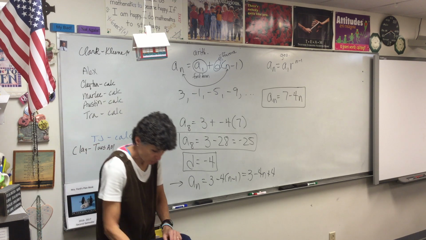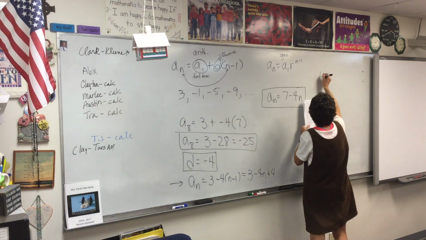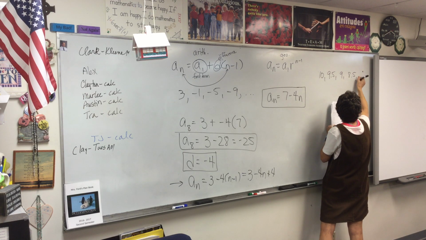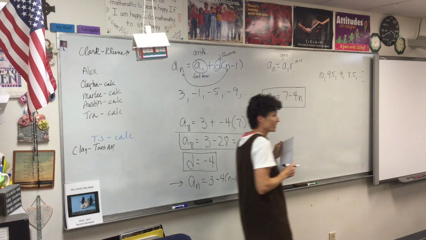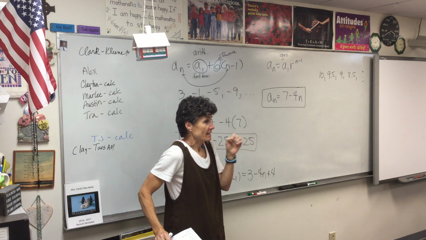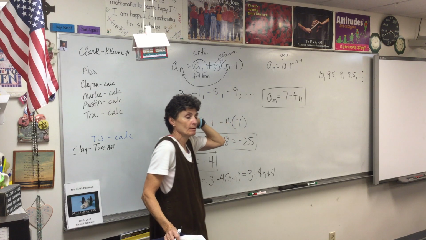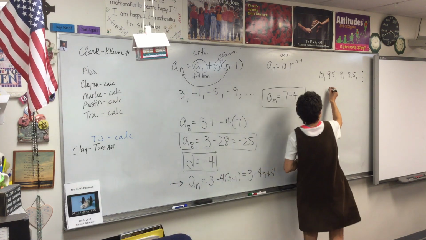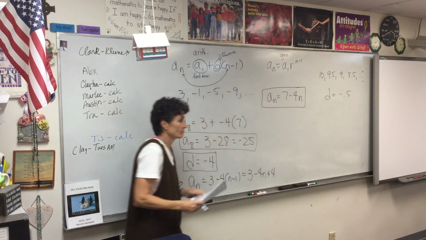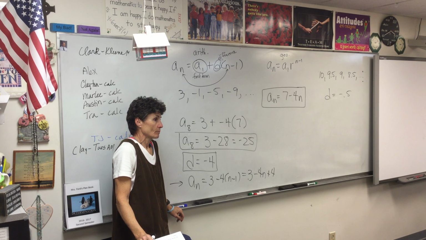Okay, let's try the next one. It's the same thing. Would you agree that this is arithmetic? The directions tell me it's arithmetic, but would you agree it's arithmetic? That means I'm getting from term to term by adding the same number. Am I adding the same number here? What is that number? Negative 0.5. So the common difference is negative 0.5. Right?